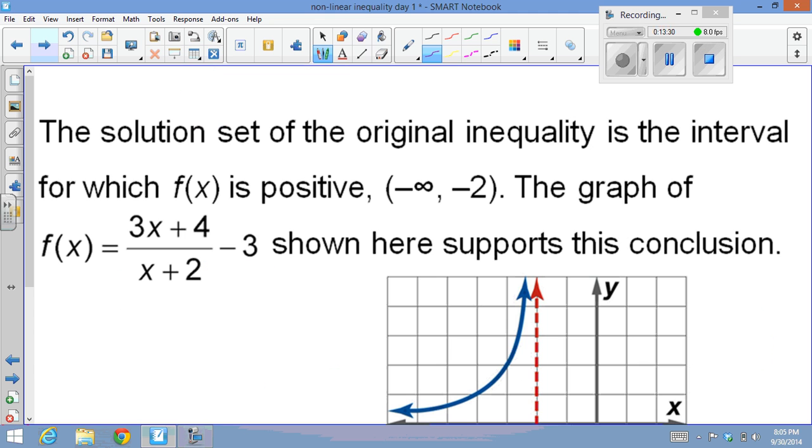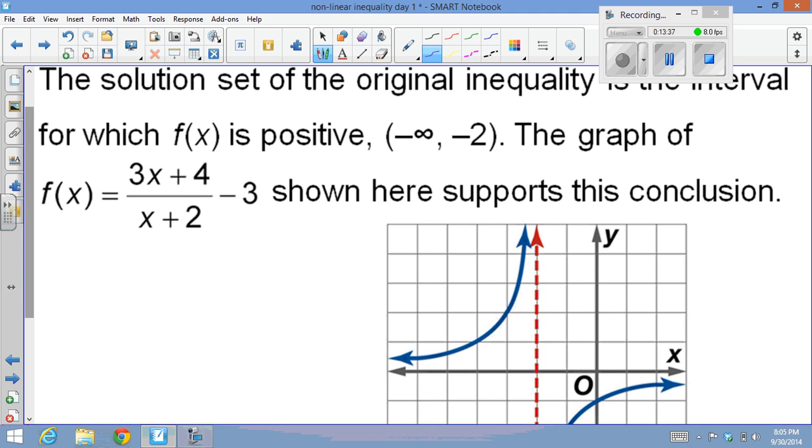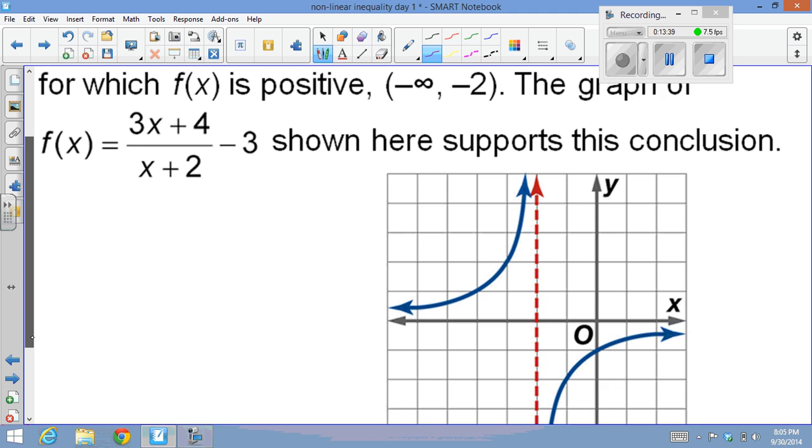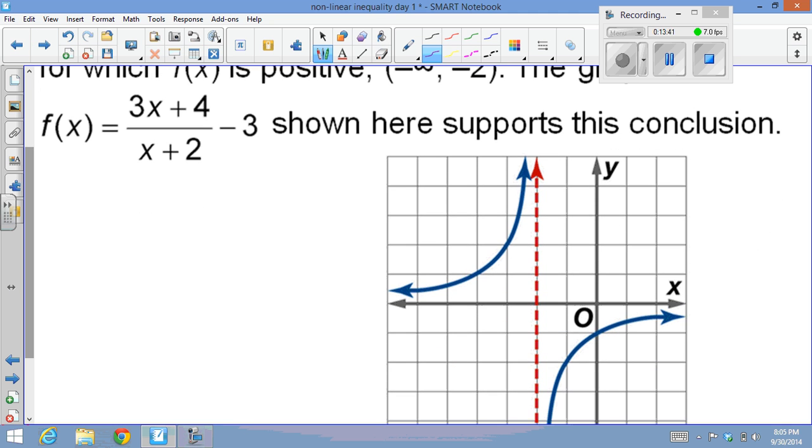If I look at the next page, I can see that that is where it's going to be positive. The graph will be positive between negative infinity and negative 2, and the graph shows the same thing. So that's the idea of what we're doing with nonlinear inequalities.